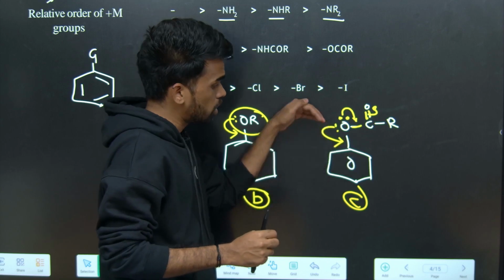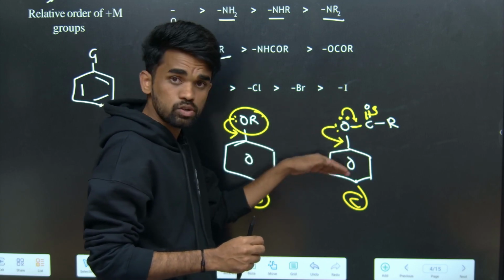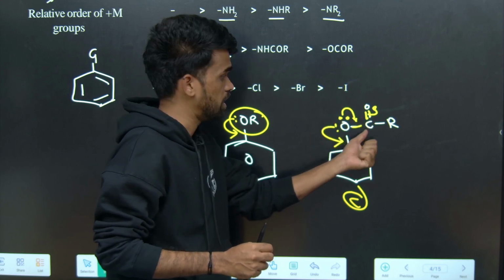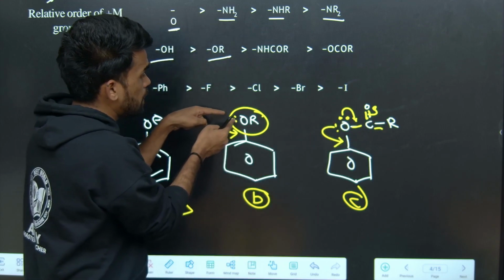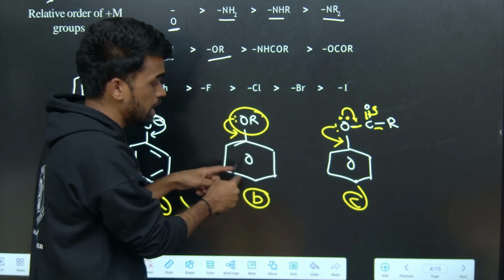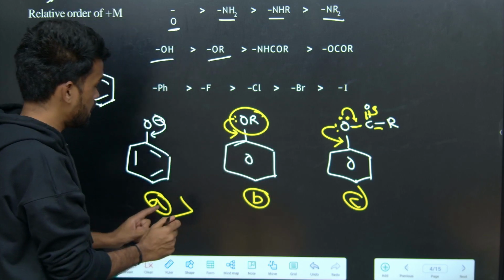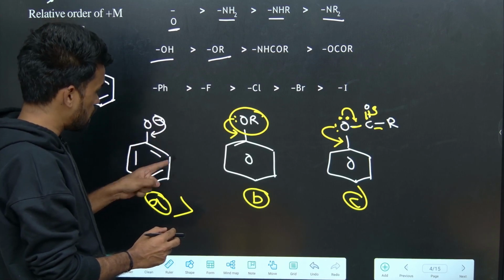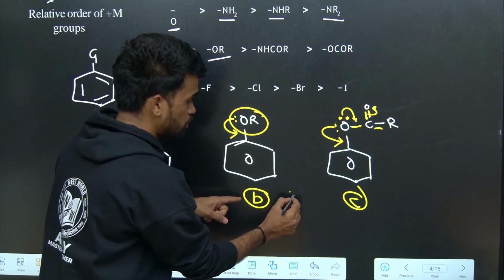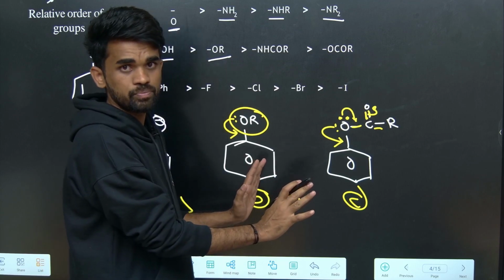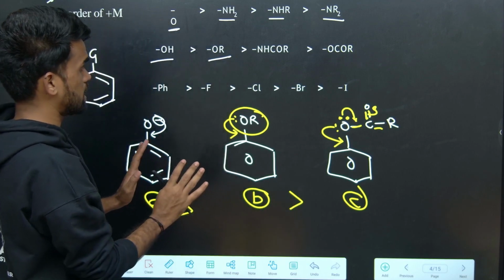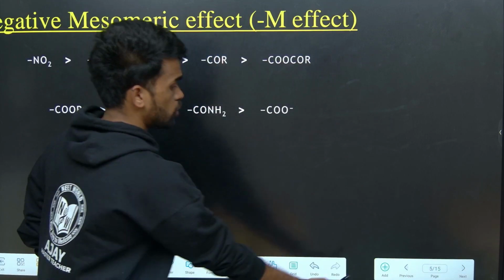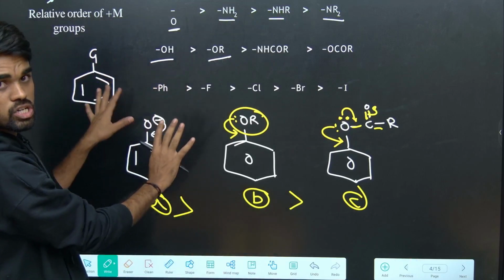It means the electron density which is coming downside towards the ring is relatively less, because it can participate on this side and also the other side. But here these electrons are completely involved in the conjugation with ring electrons only. Therefore, I can say the plus M effect can be more in A, because this negative charge is purely involved here, A, then B, then C. I hope this is clear. If you have any doubts, you can write in the comment box. Then next, you have to remember this order. So just take a screenshot, it will be helpful again.